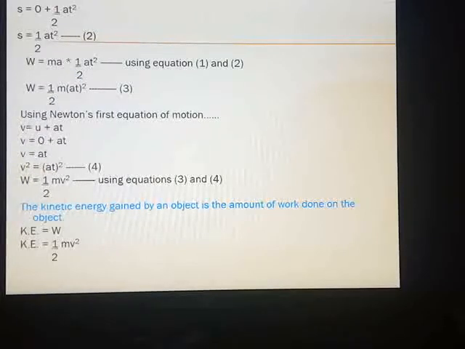So v square. Now the kinetic energy which is gained by an object is nothing but the amount of work done on the object. You are applying the force. So the work done is nothing but kinetic energy. So kinetic energy is nothing but work. So in place of work you can write kinetic energy is equal to half mv square.